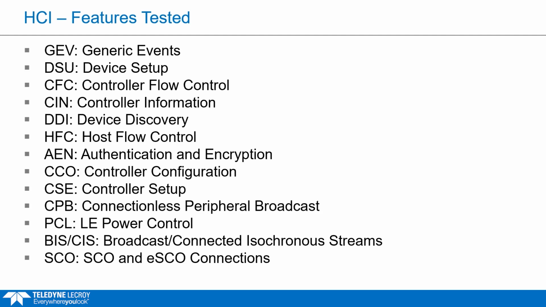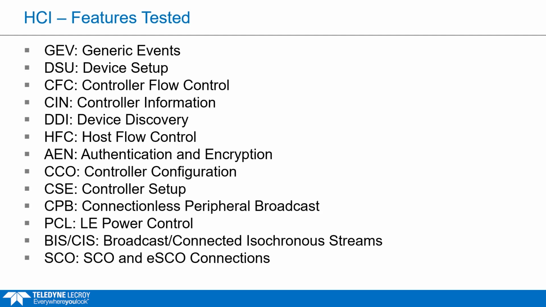Device discovery, which again are commands and events that allow a device to discover other devices in the surrounding area. And that's also used to control advertising and scanning functionalities on the link layer. Then host flow control, that's HFC. They allow flow control to be used towards the host. Authentication and encryption, which is what you'd expect it to be, which is authentication of a remote device, and then encryption of the link to one or more remote devices. The controller configuration or CCO, that allows global configuration parameters to be set up. And controller setup, which is used to allow a device to make a connection to another device.